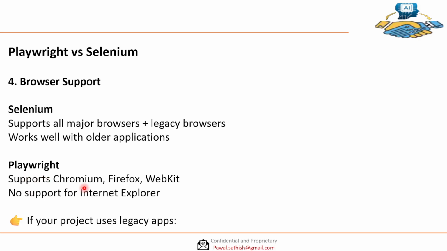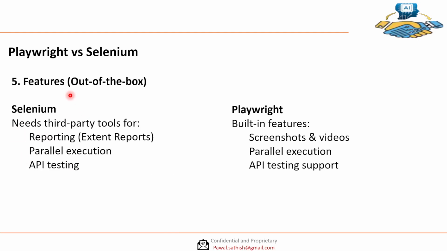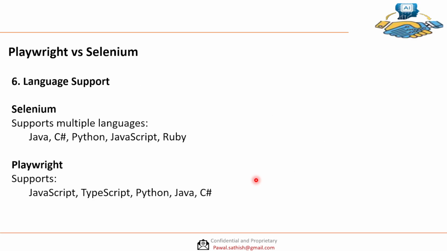Whereas Playwright supports Chromium, Firefox, and WebKit. There is no support for IE. If your project uses a legacy application, then we'll go ahead with Selenium. Now, feature perspective. For Selenium, we require third-party tools for reporting like Extent Reports, parallel execution, and API testing. Whereas in Playwright we have built-in features: we can take screenshots and videos as well. Parallel execution and API testing can also be done in Playwright.